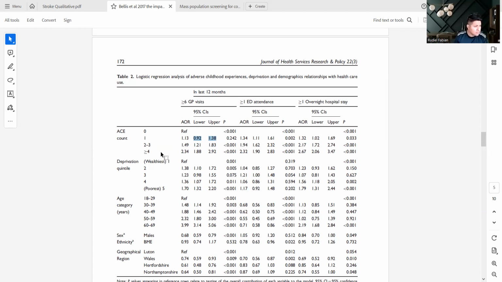50-50 shot, getting it right. How many say accept? How many say reject?